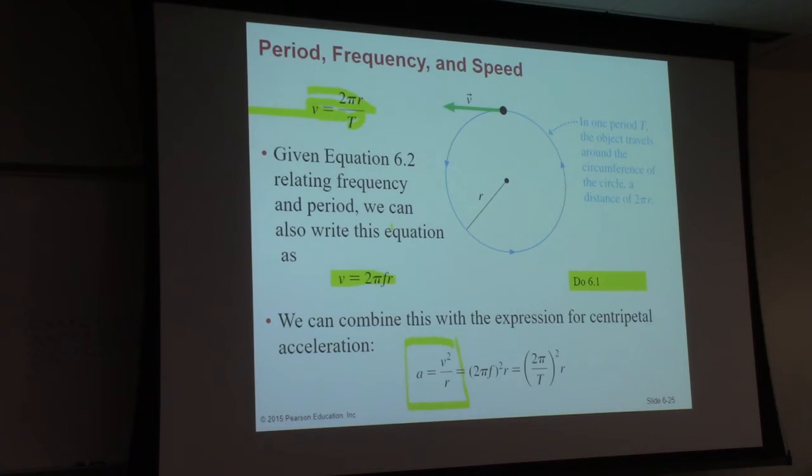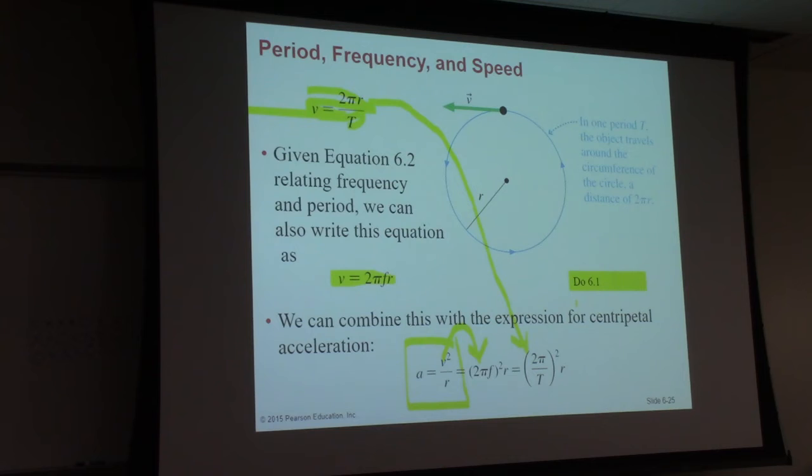Plug in this formula for v, so 2 pi f times r. You can plug that in for v, that's what's being done here, and square it, and you get this relationship. Or you can take this one for v and plug it in and get this relationship. I guess what I usually do is just think of the acceleration as v squared over r, and then I remember that I also have these other ways of looking at it. Okay, so keep that in mind.